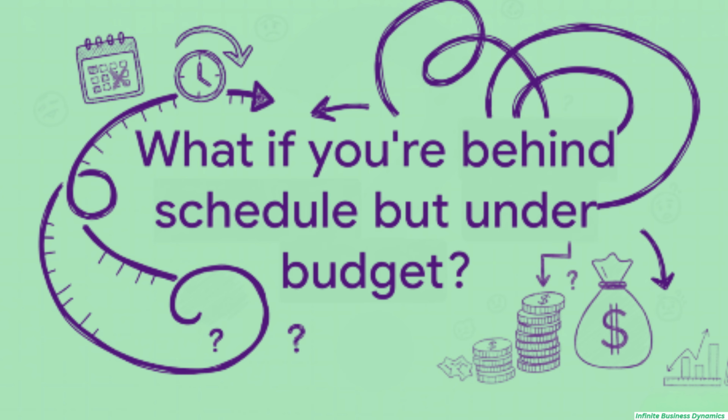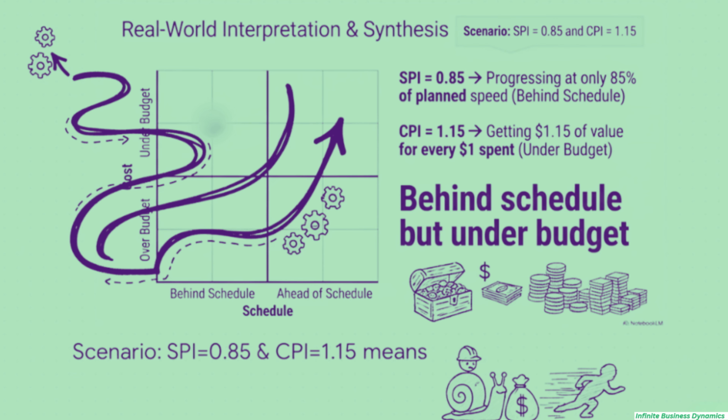Okay, let's put you in the hot seat for a minute. This is a classic real-world scenario. What do you do if your data shows you're behind schedule, but somehow you're also under budget? I mean, how is that even possible? What's going on there? Let's break it down.